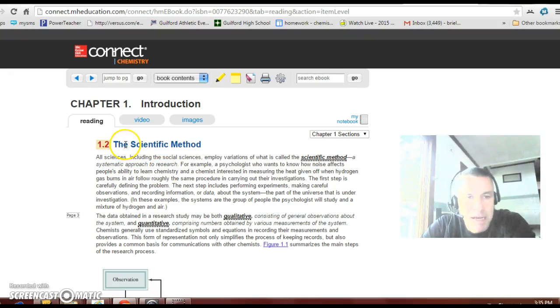Section 1.2, the scientific method. All sciences, including the social sciences, employ variations of what is called the scientific method, a systematic approach to research.